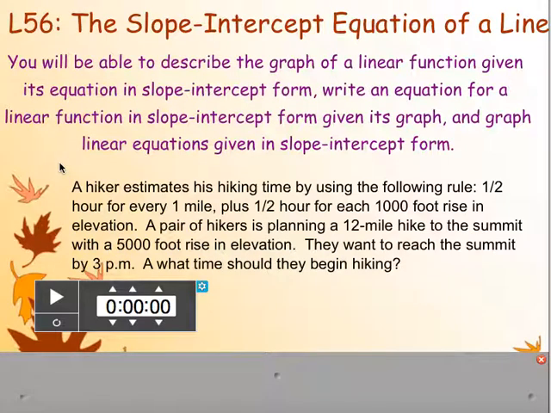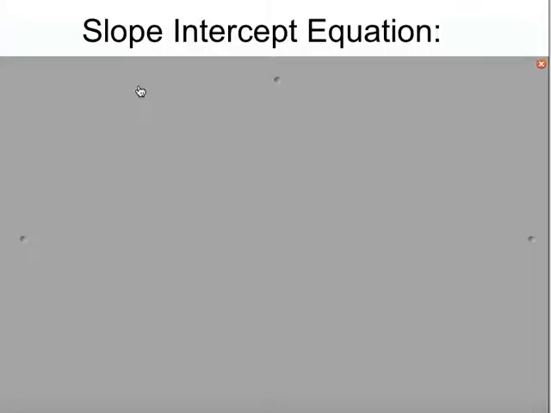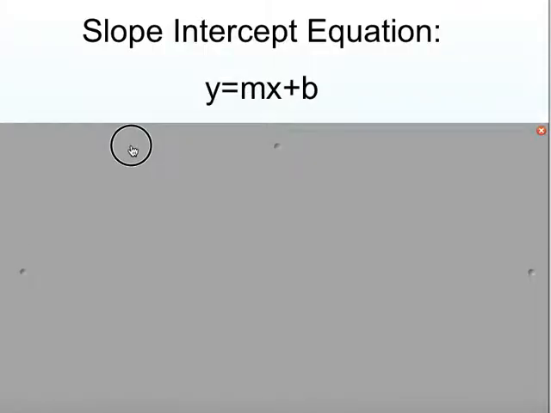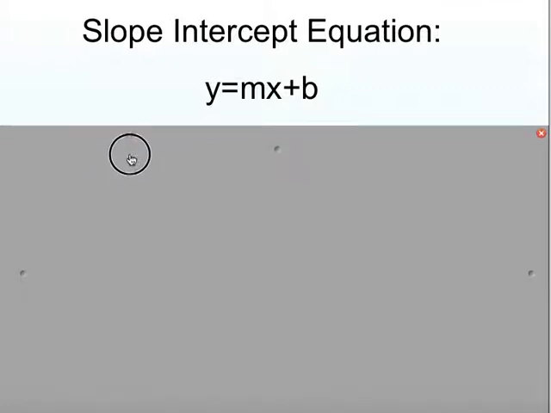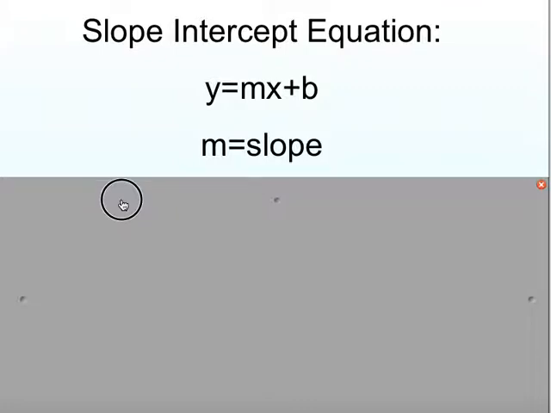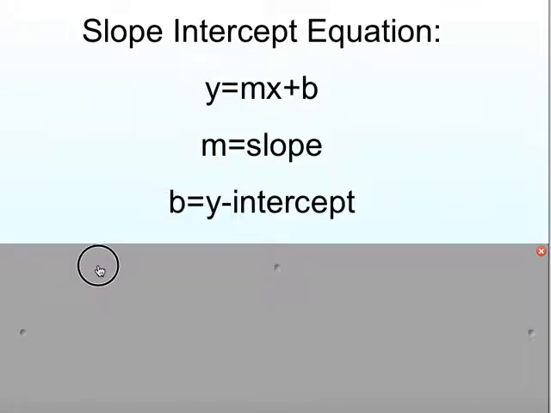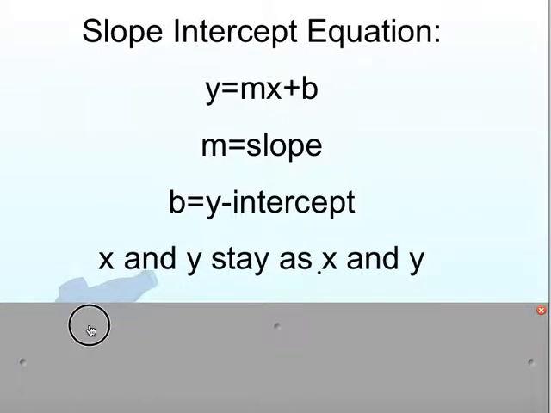Course 3, Lesson 56, we are looking at the slope-intercept equation of a line. Well, the slope-intercept equation is shown by y equals mx plus b. This is how we can represent our lines. The m represents the slope, b represents the y-intercept, and x and y stay as x and y because those are my variables that I don't need to replace with anything right now because they are going to be replaced later on with different numbers so we can graph our line.